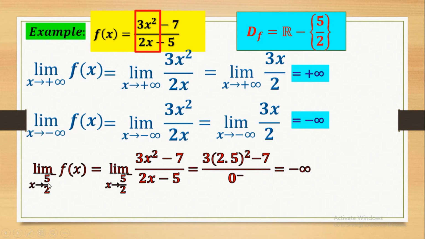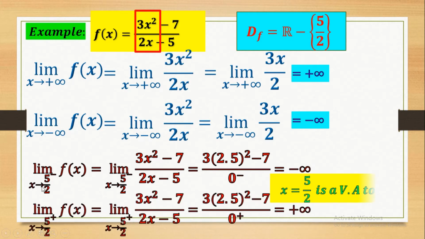As x tends to a constant, the limit of f of x is infinity, so we have here a vertical asymptote. Now what about the limit of f of x as x tends to 5 over 2 plus, which means x tends to 5 over 2 and it's greater than 5 over 2? On the numerator, we can directly replace x by 5 over 2, but note that on the denominator, 2x minus 5 will tend to 0.